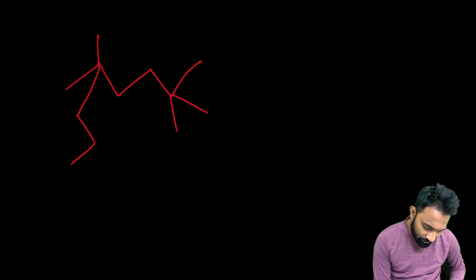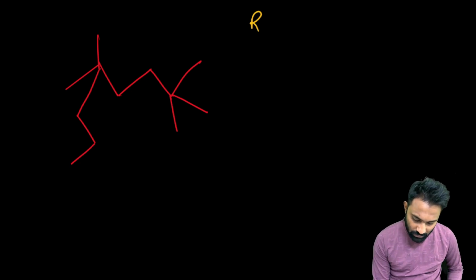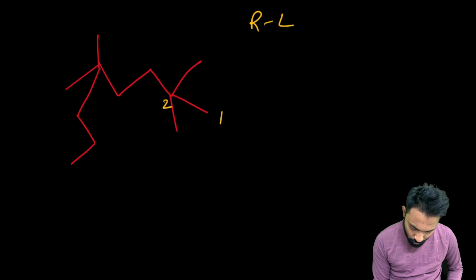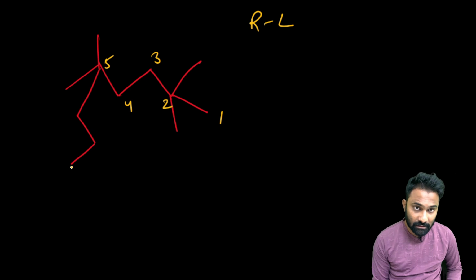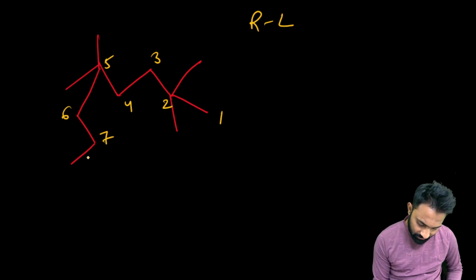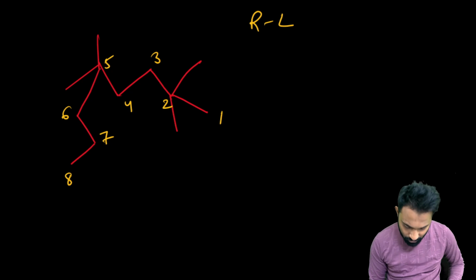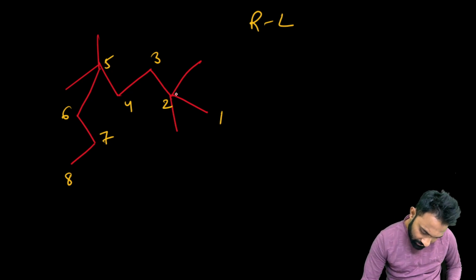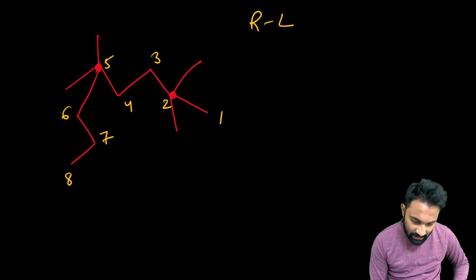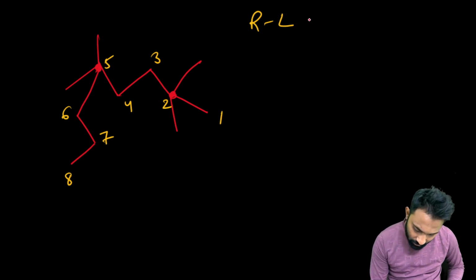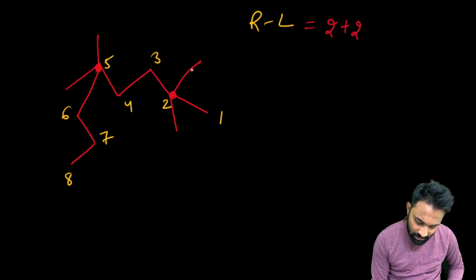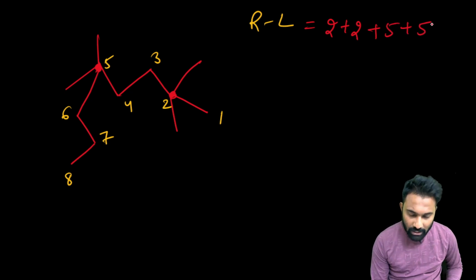If you start the numbering from here, right to left, here 1, 2, 3, 4, 5, here it will go 6, then 7, and here it will be 8. Now you see where the branchings are. Here one branching, here two branchings, here also two branchings. So give the numbering 2 plus 2 because two branchings we are having, plus here 5 plus 5. In the right to left we are having 2 plus 2 and 5 plus 5.